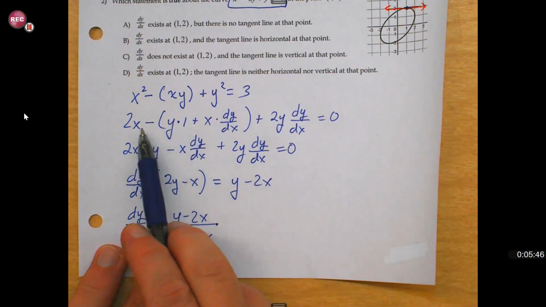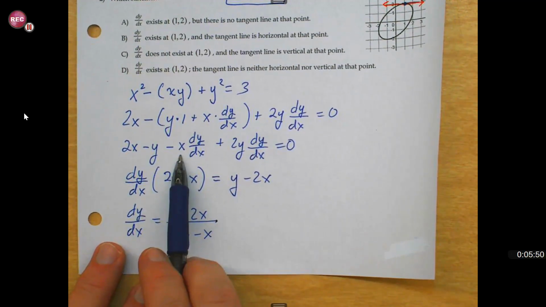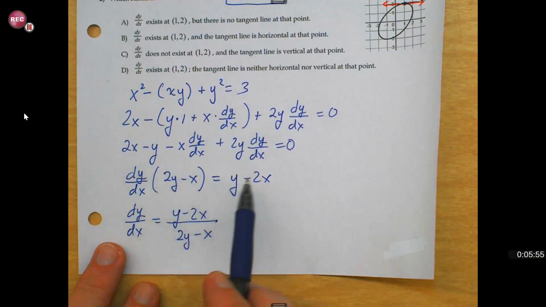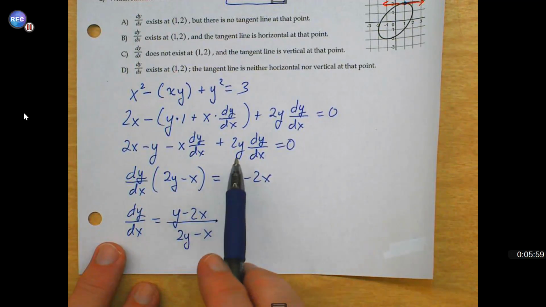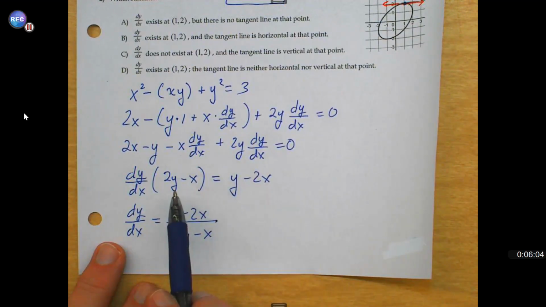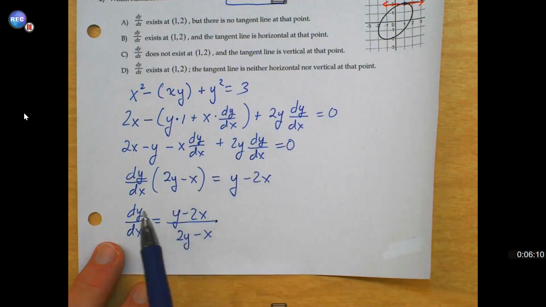I distributed the minus sign to both things in the parentheses, giving me minus y minus x times dy over dx. I added the y over to the right side, subtracted the 2x over, factored out a dy over dx from these two terms. I just put the 2y first just because I like the positive term first in line. And lastly, I just divided each side by 2y minus x.